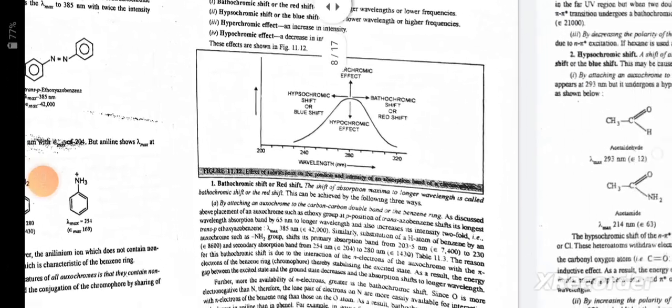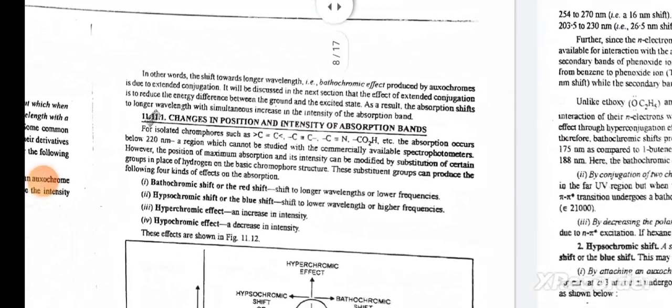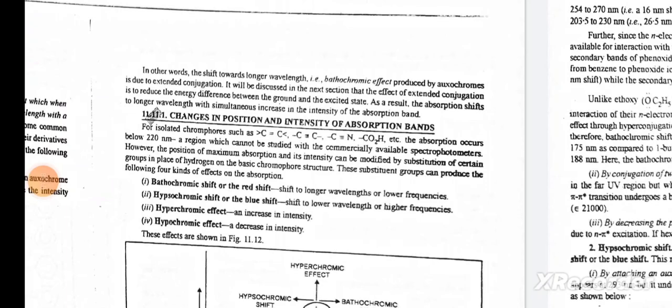However, the anilinium ion, which does not contain non-bonding electrons, shows a spectrum characteristic of the benzene ring. Mechanism of action. One of the characteristic features of all the exochromes is that they contain non-bonding electrons. These non-bonding electrons extend the conjugation of the chromophore by sharing of the non-bonding electrons as shown below. In other words, the shift towards longer wavelength, the bathochromic effect produced by exochromes, is due to extended conjugation. It will be discussed in the next section that the effect of extended conjugation is to reduce the energy difference between the ground and the excited state. As a result, the absorption shifts to longer wavelength with simultaneous increase in the intensity of the absorption band.